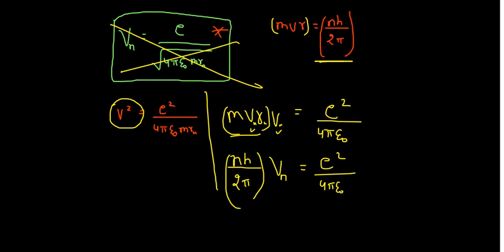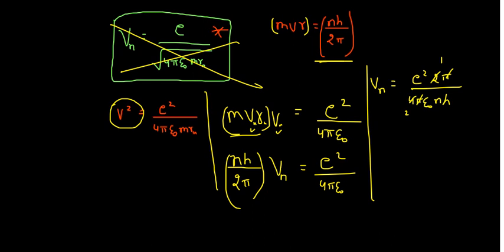What else we have here is quite simple. We can write Vn is equal to e square 2 pi by 4 pi epsilon naught multiply nh. So pi gets cancelled with pi, 2 with 4. So we have ultimately Vn is equal to e square divided by 2 epsilon naught h n.